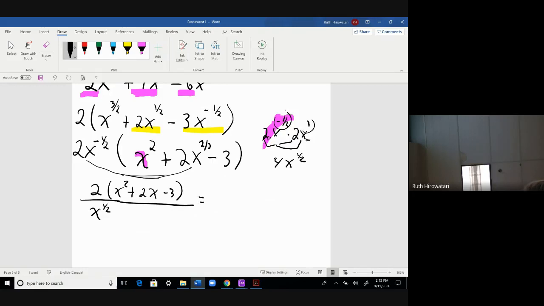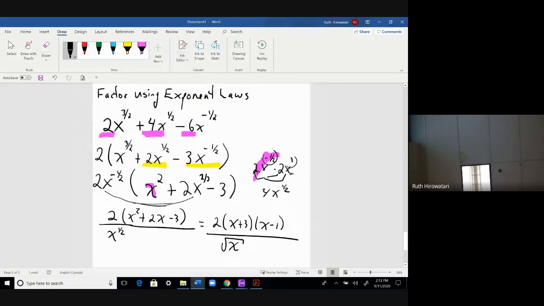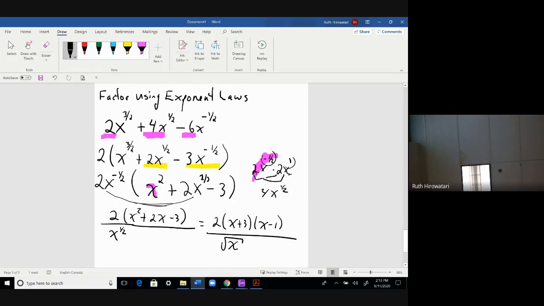I think we can see that my numerator factors x plus 3, x minus 1. And remember your exponent laws, x to the 1/2 means the square root of x. So this original question, which looked so complicated to begin with, 2x to the 3/2 plus 4x to the 1/2 minus 6x to the negative 1/2, simplifies to this. If you're working with it and you wanted to know where it's undefined, you're looking at your denominator. If you want to know where the zeros are, you can say it's at -3 and +1.